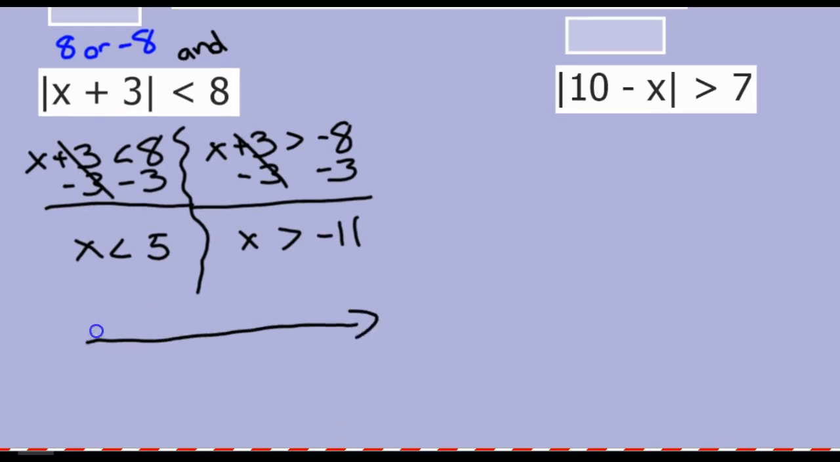So if we were to draw a graph, we would have 5 on the right and negative 11 on the left. 5 is an open circle pointing to the left. Negative 11 is an open circle pointing to the right.